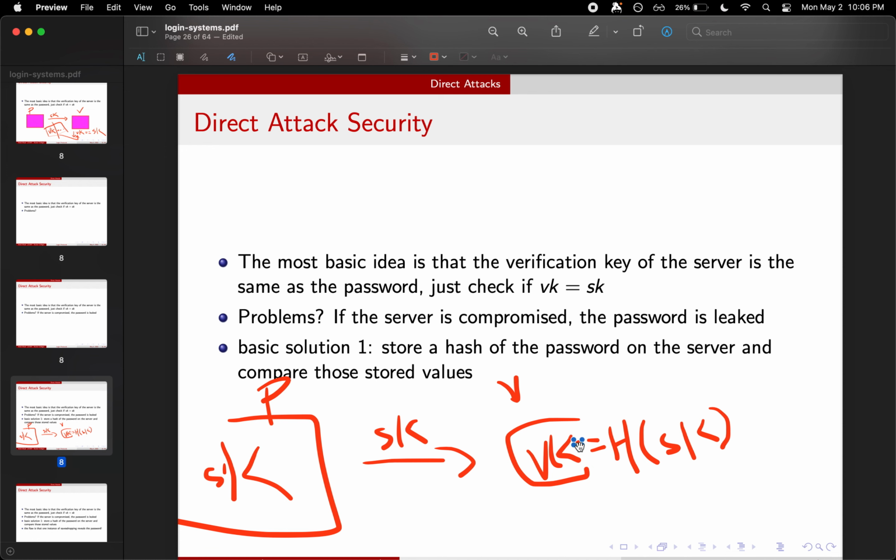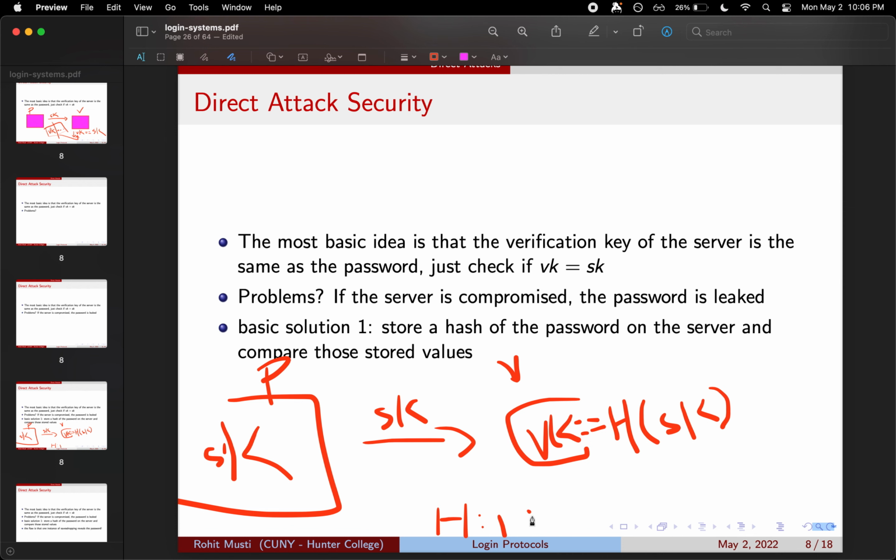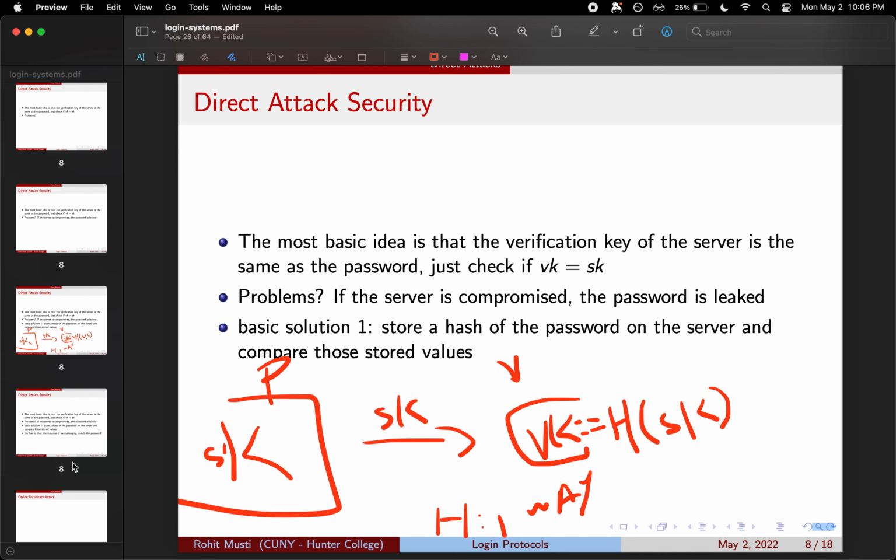Now, if the server is hacked and its information is leaked, well, the verification key is just the hash of the secret key. And since hashes are one-way functions, there isn't a huge security threat. Some would have to be able to reverse a hash function, which is a problem they can't solve; there isn't enough space in the universe.